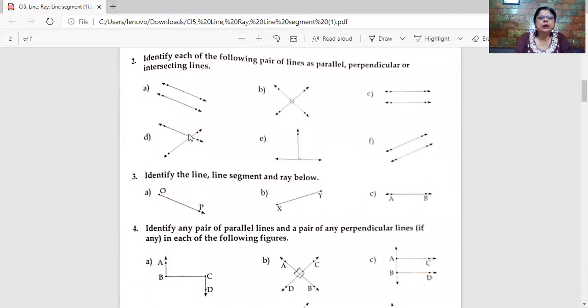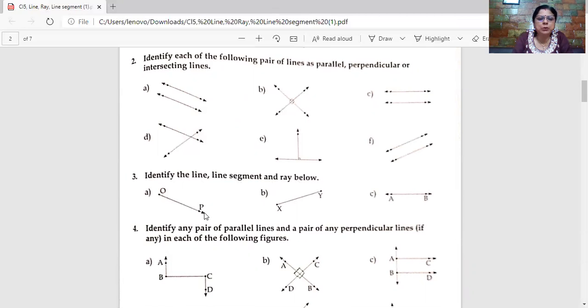Now here are some diagrams. These are parallel lines. You have to identify them. These are perpendicular lines. These are vertical. These are intersecting lines. So you can identify all this. Now identify the line segment and ray below. Now here, what do you think it is? It is a ray because it has one endpoint and it extends on this side.